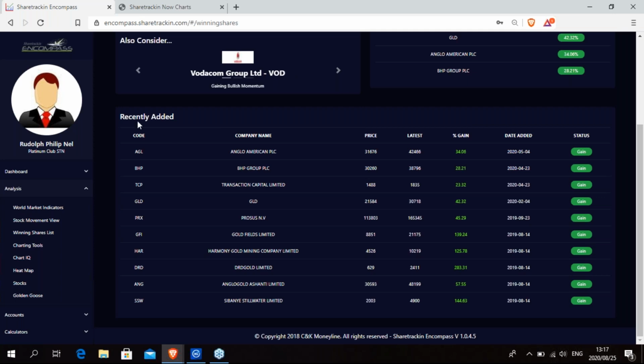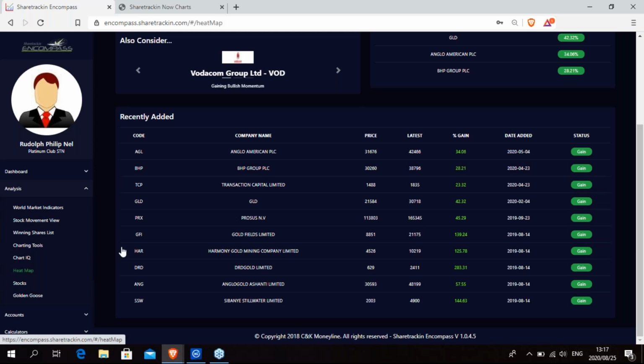Okay, so for the recently added, you'll see, for instance, you get your code, your company name, the price per share, the latest price. The percentage gain, it went up 34.06%, and then the date added was the 4th of the 5th. And it will say the status, if it's gained or if it's made a loss on the market. Then the charting tools and ChartIQ, that would be discussed in the next session.